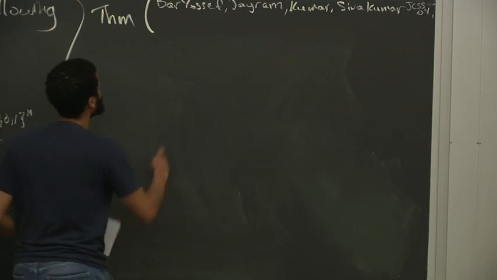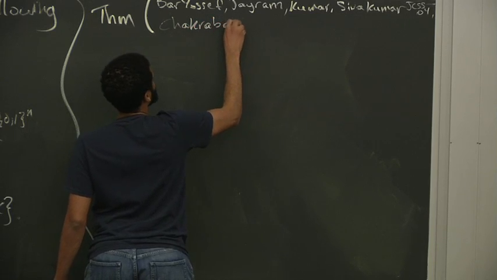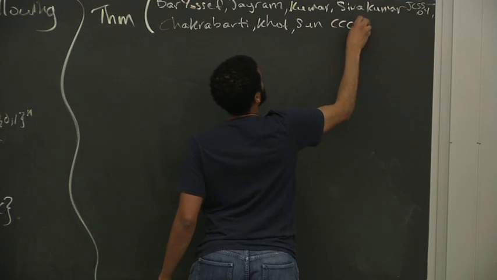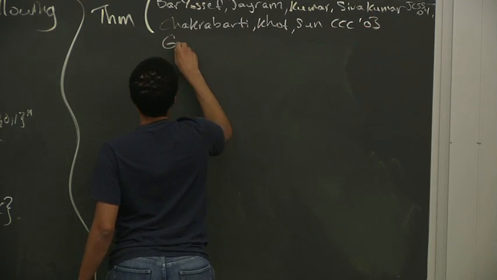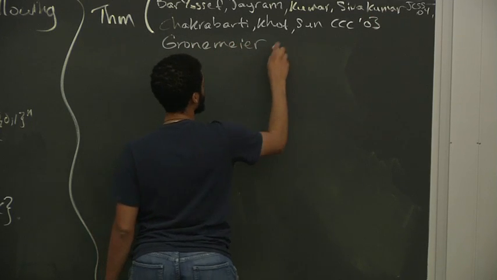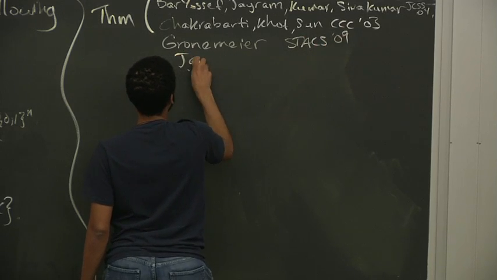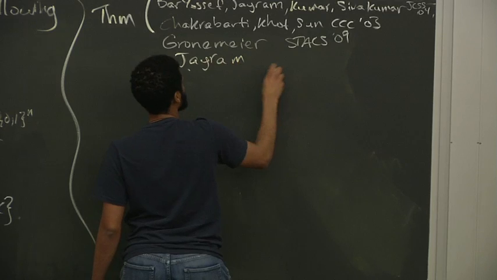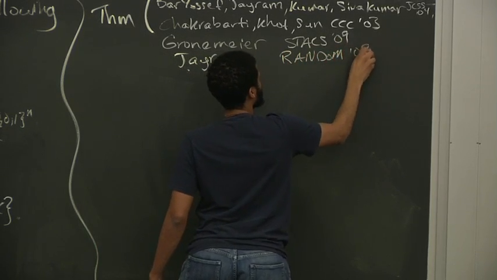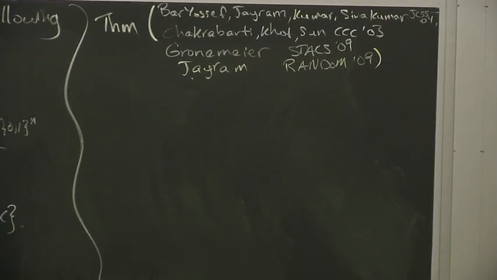But there were improvements later, so there was Chakrabarti, Khot and Sun, and then there was Gronemeier, who was the first person to nail it exactly. This was in STACS '09. And then Jayram gave an alternate proof of Gronemeier's result. That was in RANDOM, I believe in '09. And there's even older history if you look at just the two-player version of the problem.